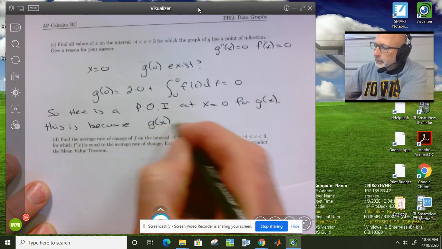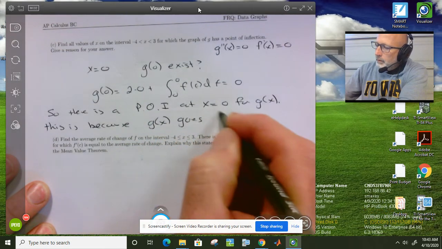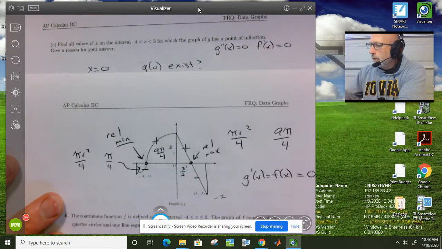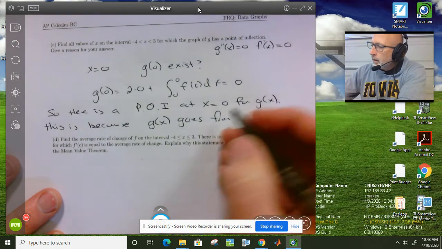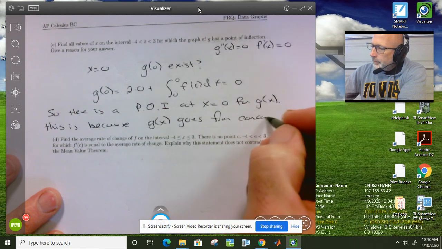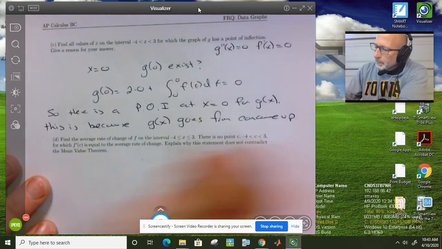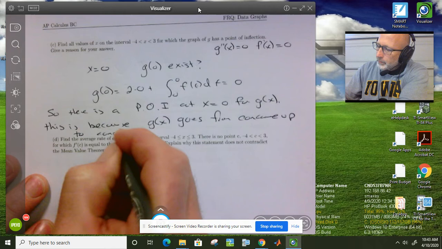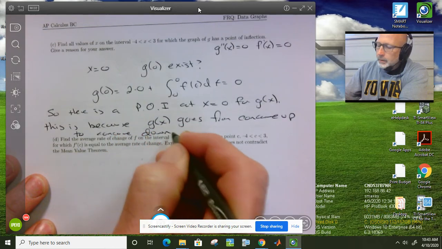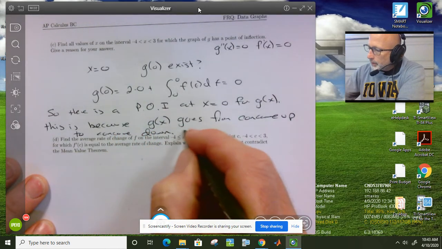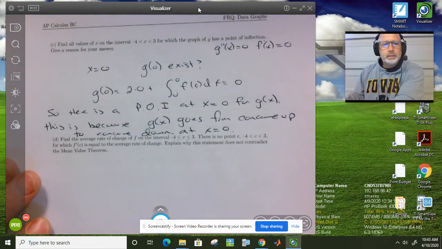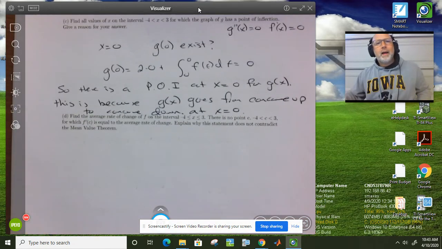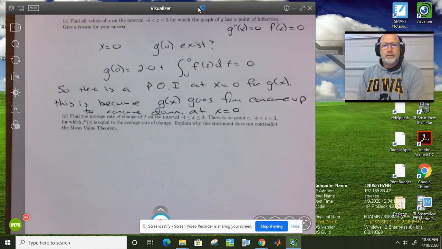Okay, this is because G of x goes from, and what do we do? The slope was positive and went to negative, so it went from concave up to concave down at that point. We'll actually write that at x is equal to 0. Okay. D, find the average rate of change of f on the interval from -4 to 3.